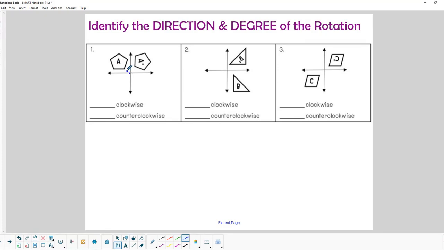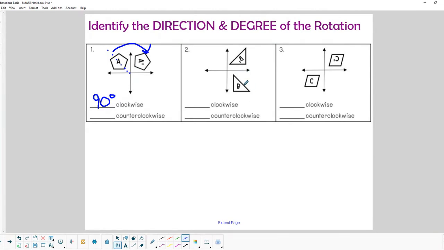So if you look at this figure, just imagine a line going up through here. This is rotating in this direction until you get into this quadrant. And since you're only going one quarter of a turn, that would be 90 degrees clockwise, because clockwise is in this direction.